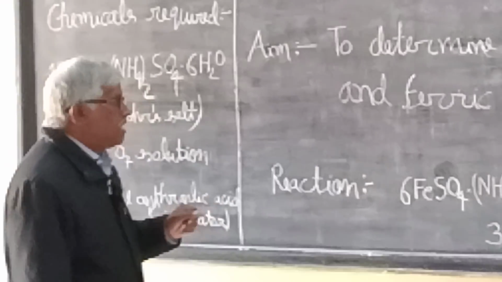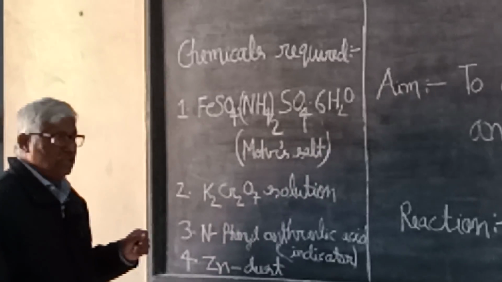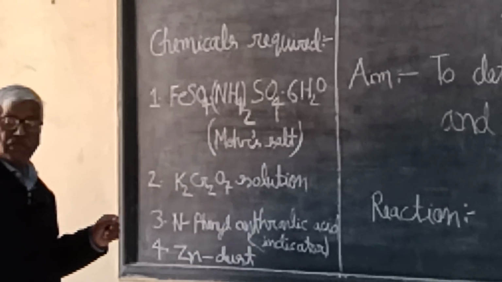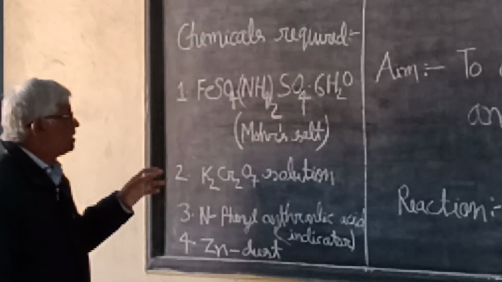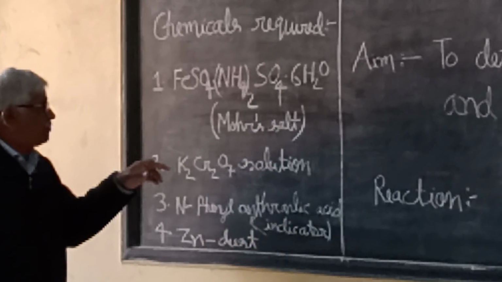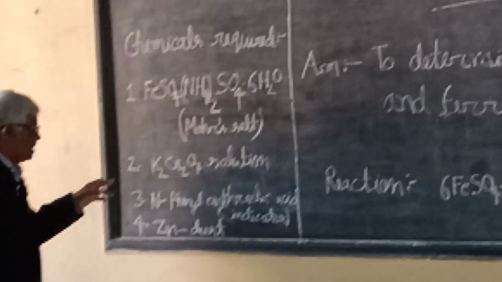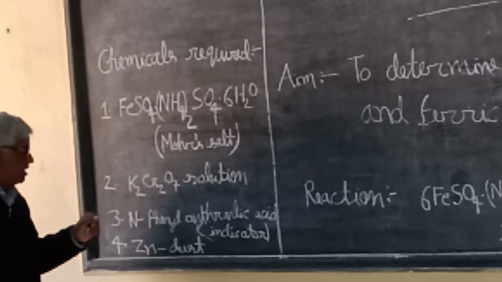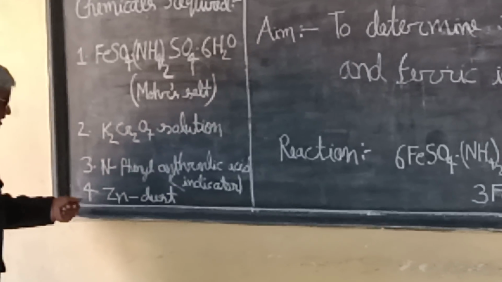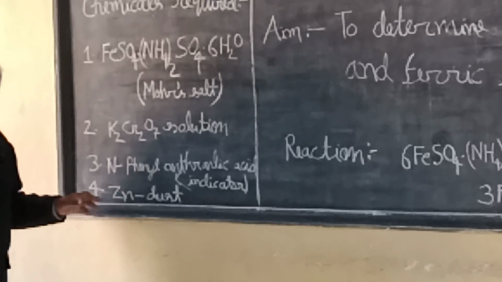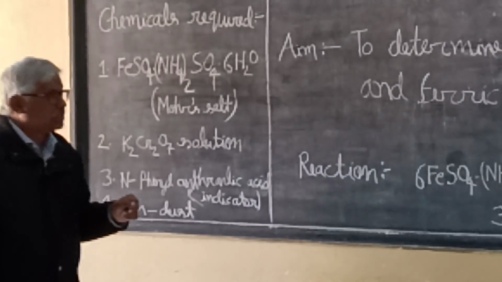What chemicals are required in this experiment? Ferrous ammonium sulfate, that is called Mohr's salt. The other is potassium dichromate solution, an indicator, and the fourth one is zinc dust. These things are required for the titrations.